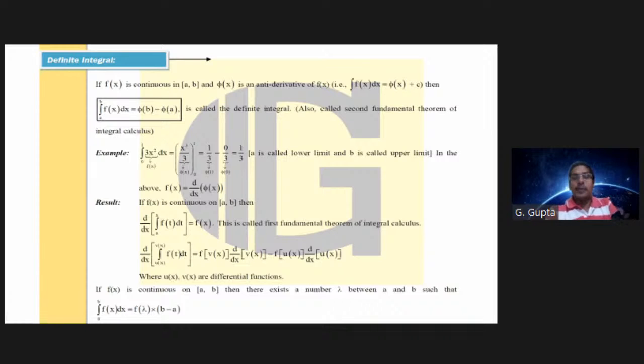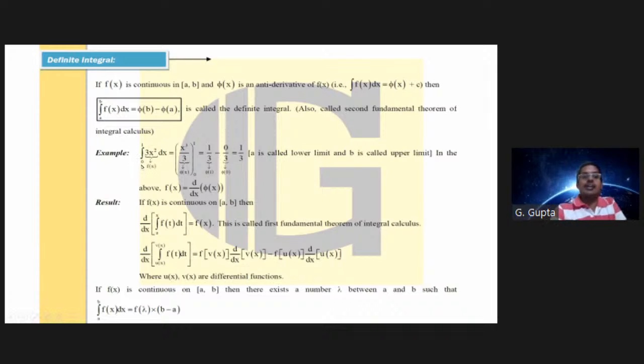So the interpretation, whenever we need to find area under the curve f of x above x-axis between two vertical lines x is equal to a, x is equal to b, is given by this definite integral only. That is the application. So this is also called, by some people, second fundamental theorem of integral calculus.